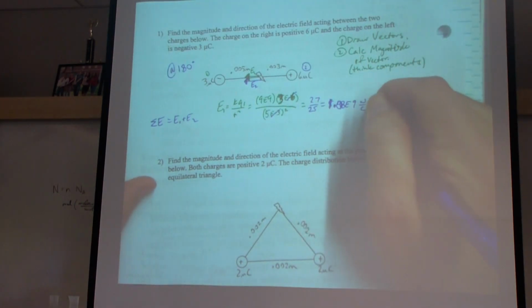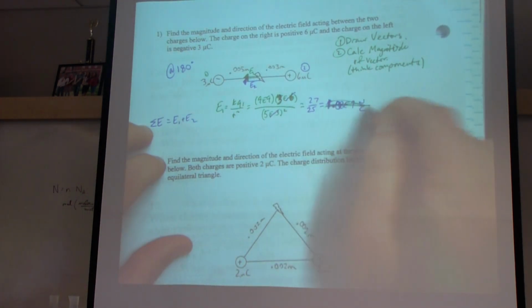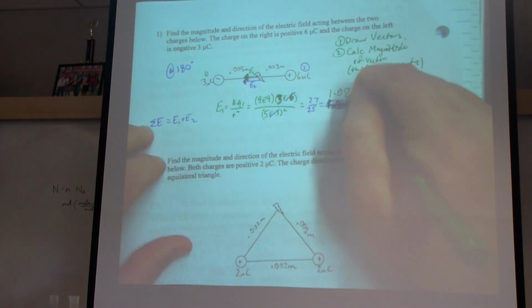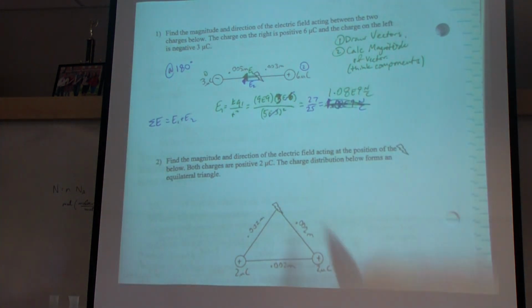1.08, what are the units? Newtons per coulomb, because that just looks awful. Jamie, this is all your fault. 1.08 E9 newtons per coulomb. Just kidding, Jamie.